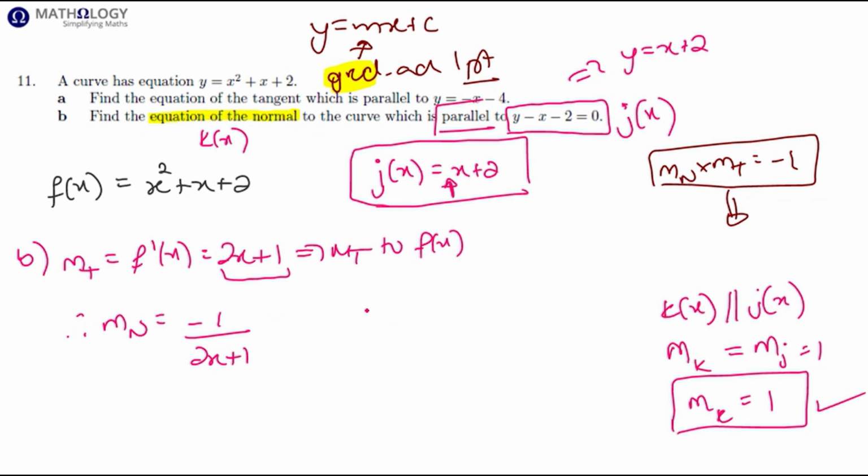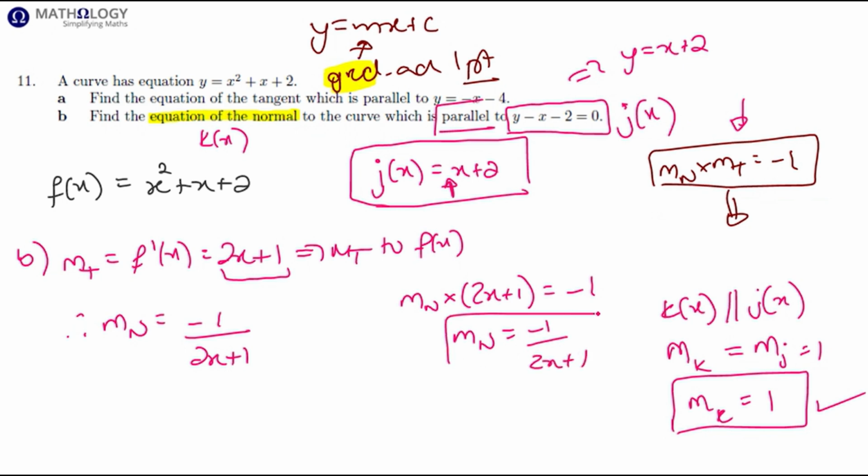If you're not sure about that, then just use this formula here. Gradient normal times gradient tangent is negative 1. The gradient of the normal times the gradient of the tangent, which is 2x plus 1, equals negative 1. And therefore, dividing both sides by 2x plus 1 gives us minus 1 over 2x plus 1. Right, so we've got the gradient of the normal. And the gradient of the normal is also equal to 1.